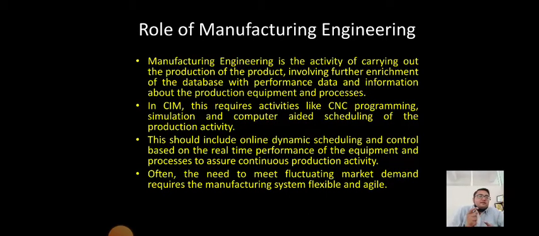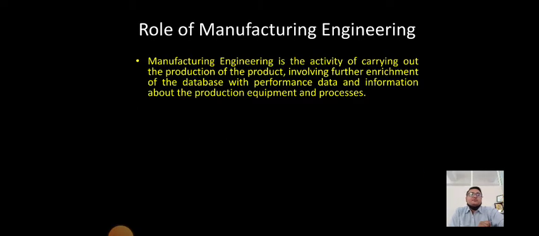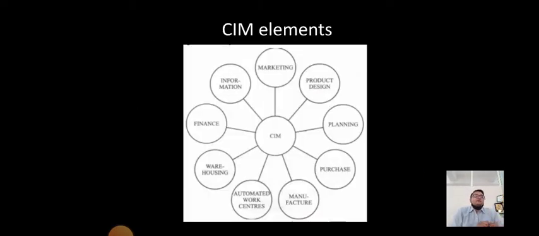What it says is, it's a total role from the beginning of the product, from the raw material till the finished product. So whatever roles come in between under the responsibility of computer aided manufacturing, that is the role of manufacturing engineering. This is the CIM wheel. Now before discussing the CIM wheel, I think we need to recall all the elements of CIM. So let's discuss each and every element in detail.